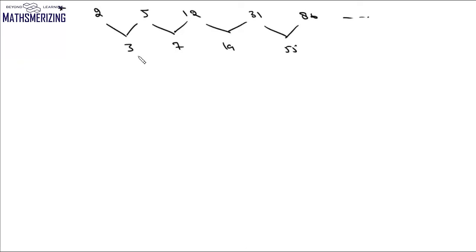Now we'll find the successive difference. Now 7 minus 3 is 4. 19 minus 7 is 12. 55 minus 19 is 36. Now this sequence is a GP. So this successive difference is in GP and its common ratio is 3.